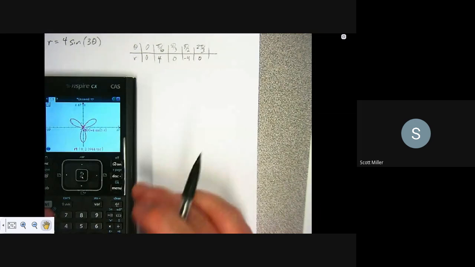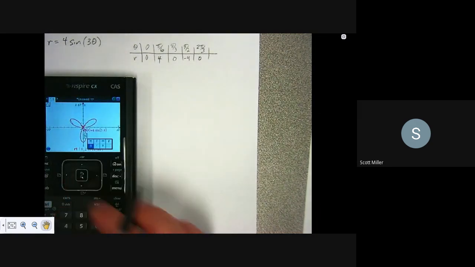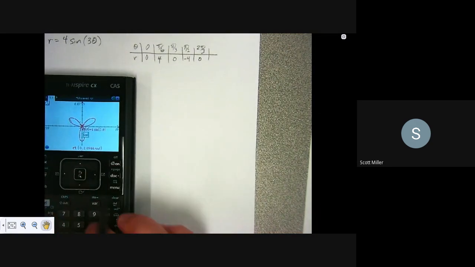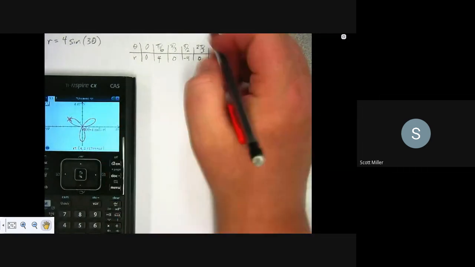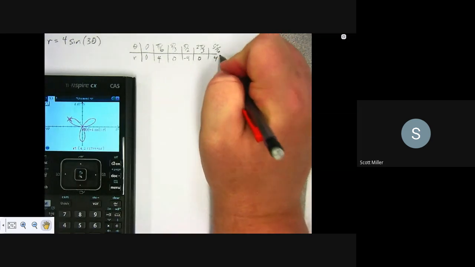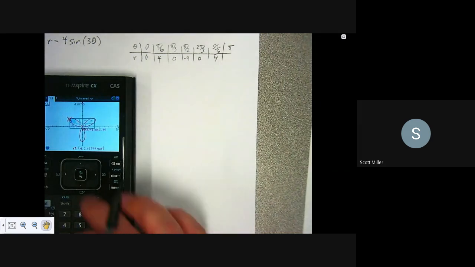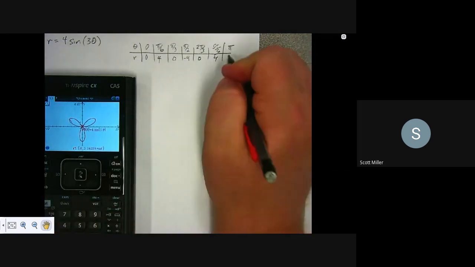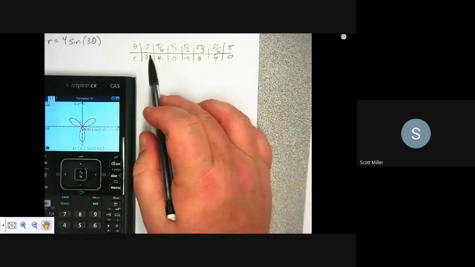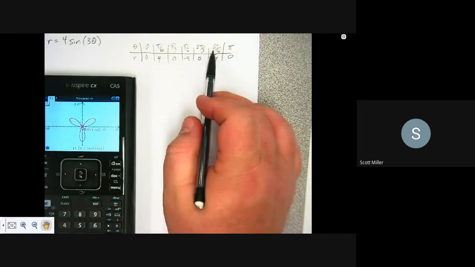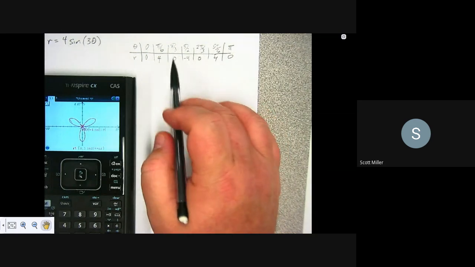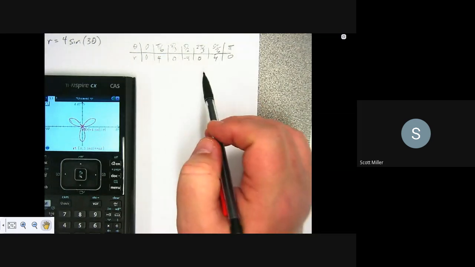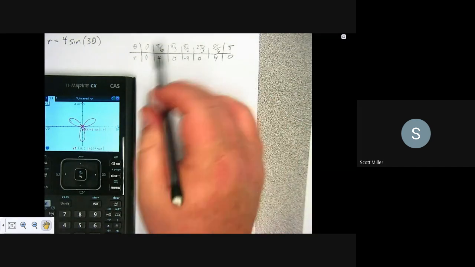And then we have 5 pi over 6. And that's the other point out there, and that's 4. And the last angle would be pi, and we should be back to 0. And we're back to 0. But you can see the pattern emerging here that will help you out with some of these things. The pi over 6 is here, and the pi over 2. The pi over 3's are the zeros, along with the 0 and the pi. So you need to make this table.